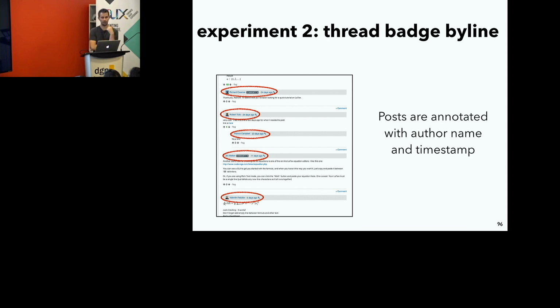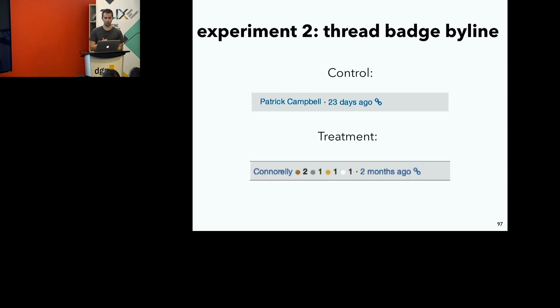The second experiment was basically associating badges with other people's identities on the site. So whenever you saw someone's name on the forum, they had their badges beside them. You didn't see the ones beside your own name. So the control was just who wrote the post and how many days ago they wrote it, and the treatment was the same thing, except again we're adding in this little summary of badges.